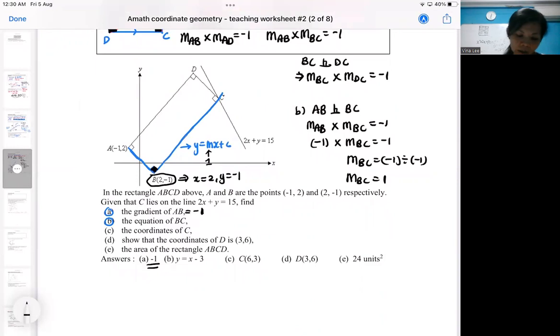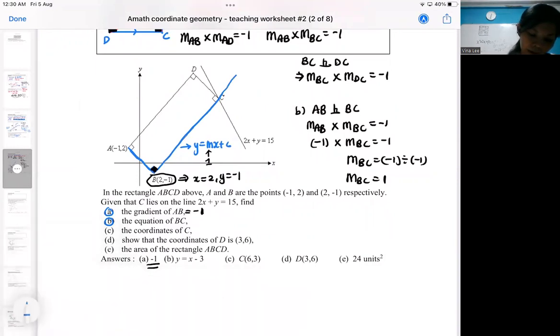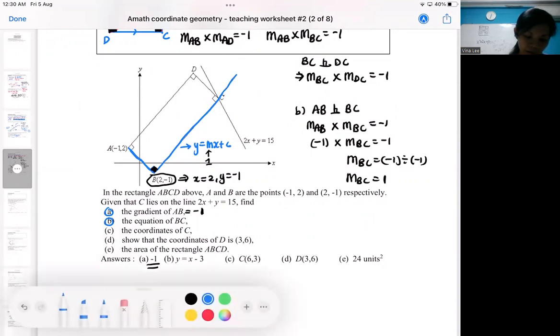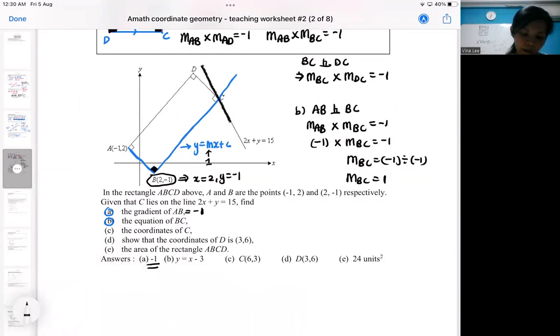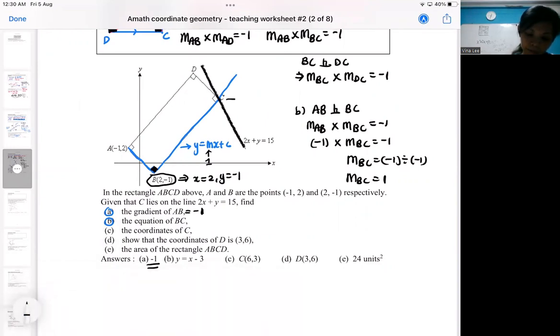Then for coordinate C, a lot of people couldn't find this part because they never realized that it is an intersection. So if you look carefully, it is an intersection. So to do that, you actually have to solve simultaneously between BC and this line. And then that is the intersection point.